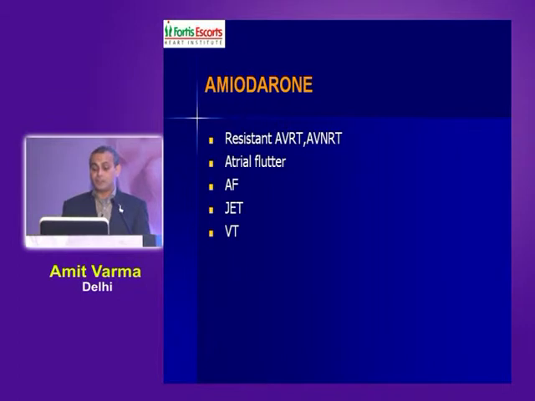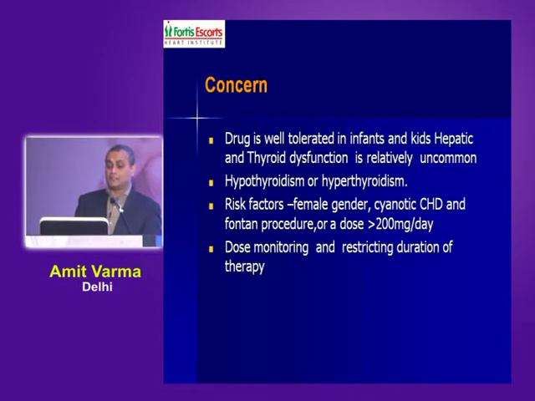We use it in our units for atrioventricular resistant tachycardias, atrial flutter, atrial fibrillation, JETs or junctional ectopic tachycardias, and including VF. While the drug is reasonably well tolerated in infants and kids, hepatic and thyroid dysfunction is relatively uncommon, contrary to popular belief. Hypothyroidism and hyperthyroidism is something that you need to watch for. Again, in my experience, it's very, very rare to come across patients who get this because of Cordarone.